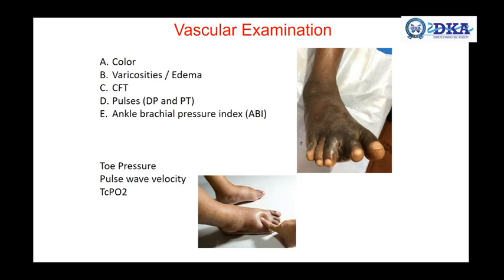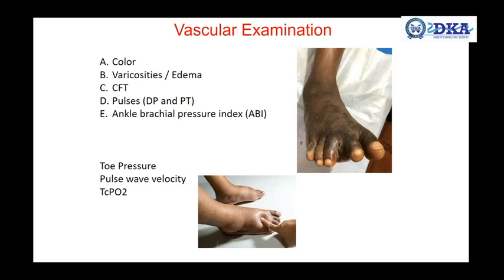Regarding the pulses, as I already said, the dorsalis pedis artery and posterior tibial artery have to be examined, and the waveform can be examined with the help of a hand Doppler. Whether the patient is having a triphasic waveform or monophasic waveform can be evaluated. Apart from that, a simple ankle brachial pressure index, which is the systolic blood pressure of the ankle divided by the systolic pressure of the brachial, has to be done. The normal one is 0.9 to 1.1.